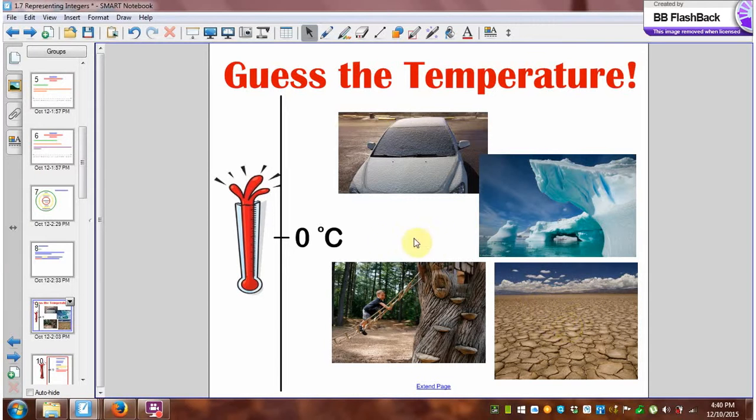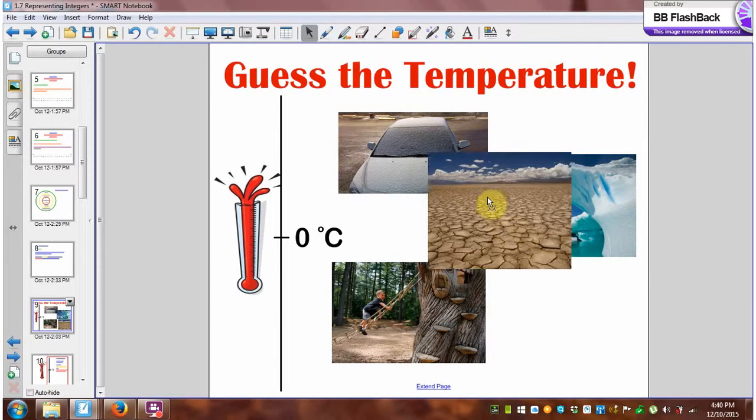Okay? So if this is our 0 degrees right here, I want you to order these pictures from coldest to the warmest. So just pause, think about that. When you're ready, we'll come back and discuss. Okay, so first off, the hottest temperature. I think the hottest picture is going to be the desert. Hey, that's fair to assume.